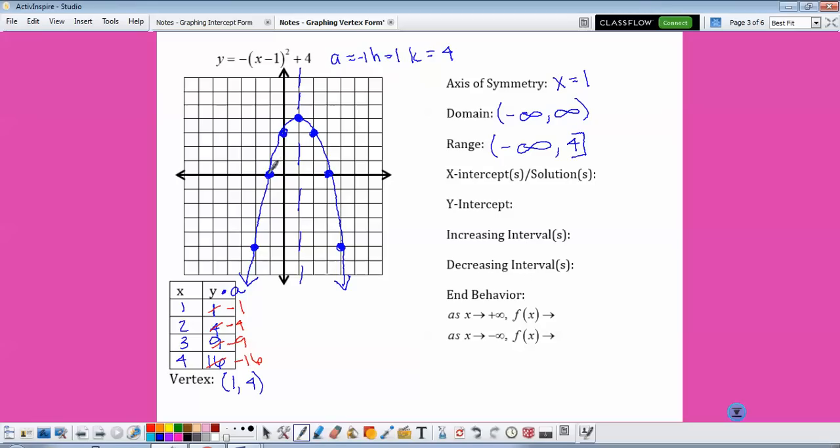My x-intercepts are (-1, 0) and (3, 0). My y-intercept is at (0, 3). Increasing intervals, it starts increasing here, it stops here, so from -infinity till 1. Decreasing from 1 until infinity, it's going down. And then my end behavior, both arrows are pointing down, so both ends are going to negative infinity.